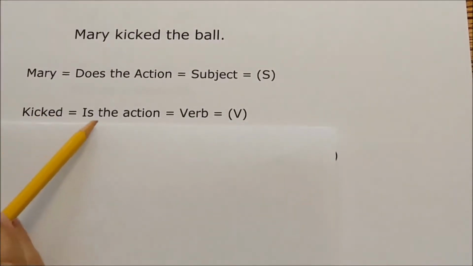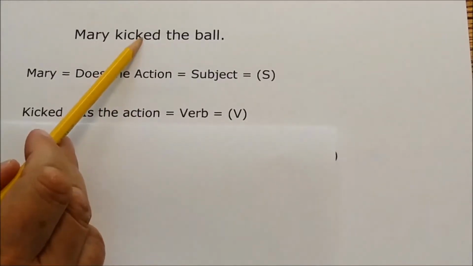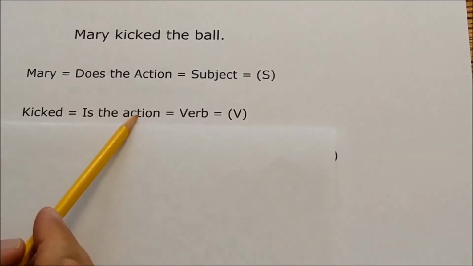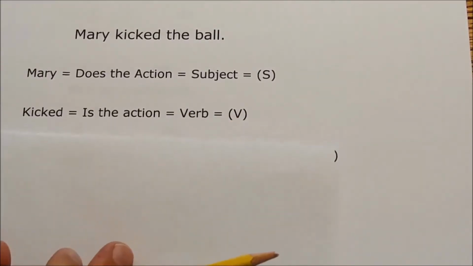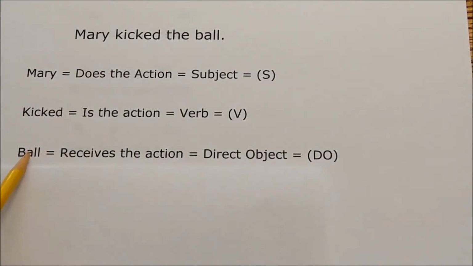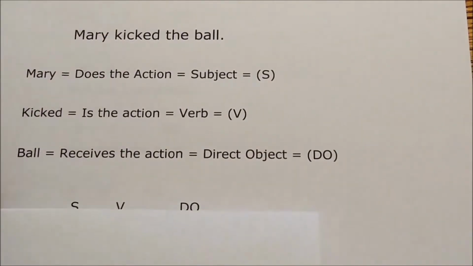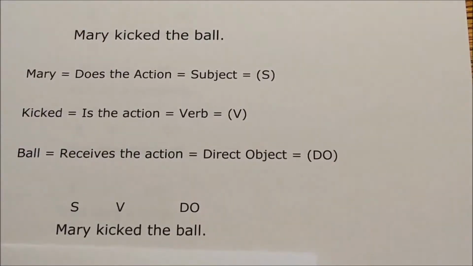The word kicked is the action. It is action. And a word that causes action is called a verb, and we abbreviate that with a capital V. Ball is receiving the action of kicked. Ball is the direct object of the action kicked, and the direct object we always denote capital D-O. So if we look at this sentence as analyzed by grammar, it's subject Mary, kicked verb, the ball, direct object.